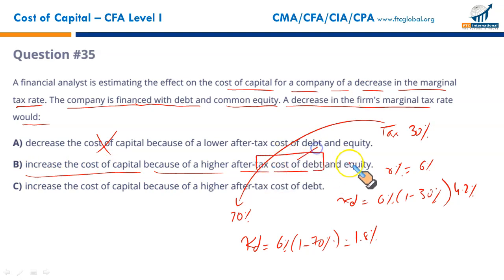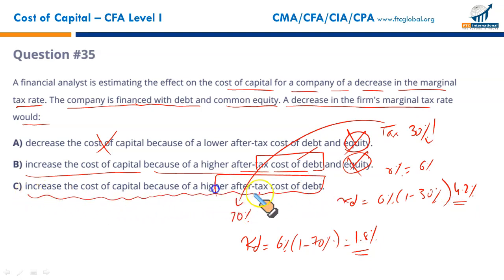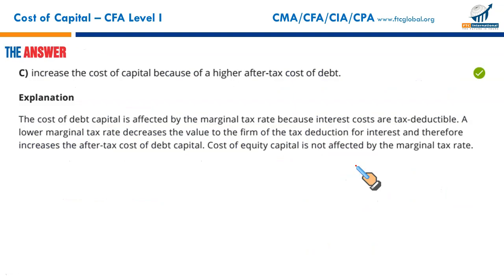After-tax cost of debt is fine, but an increase or decrease in tax rate doesn't affect equity. You have to remove equity from both of these options. A tax increase or decrease affects the cost of debt, not equity. So since the tax rate has fallen from 70% to 30%, the cost of debt will go up from 1.8 to 4.2. So it will increase the cost of capital because of higher after-tax cost of debt. That is the right option, C.